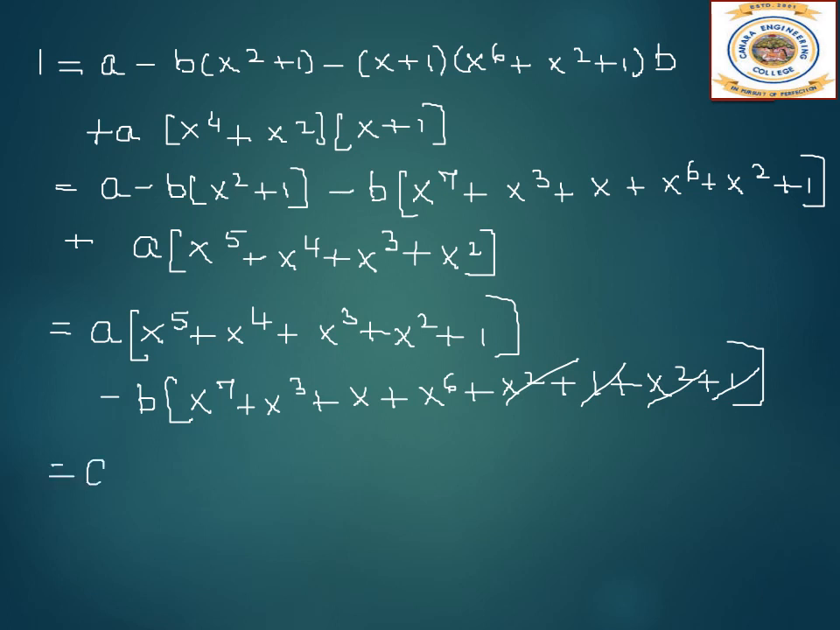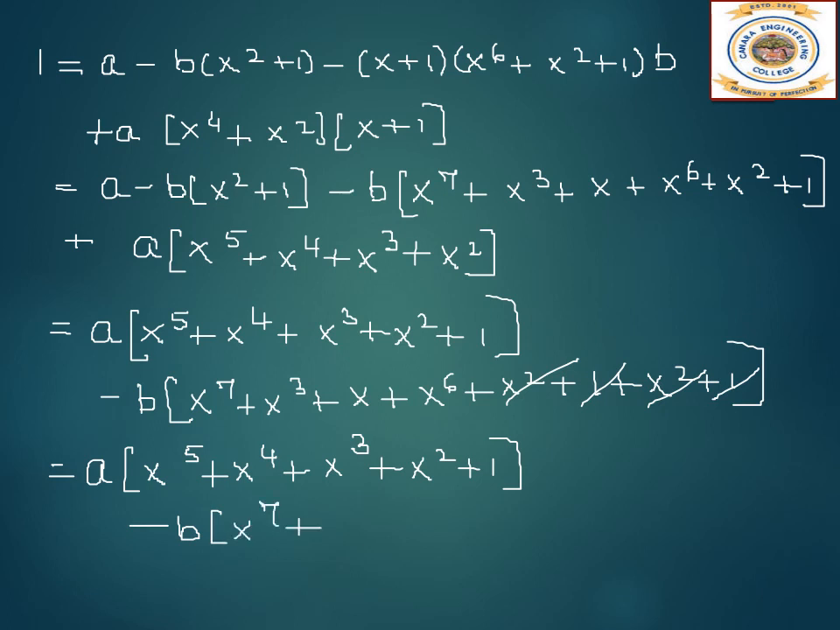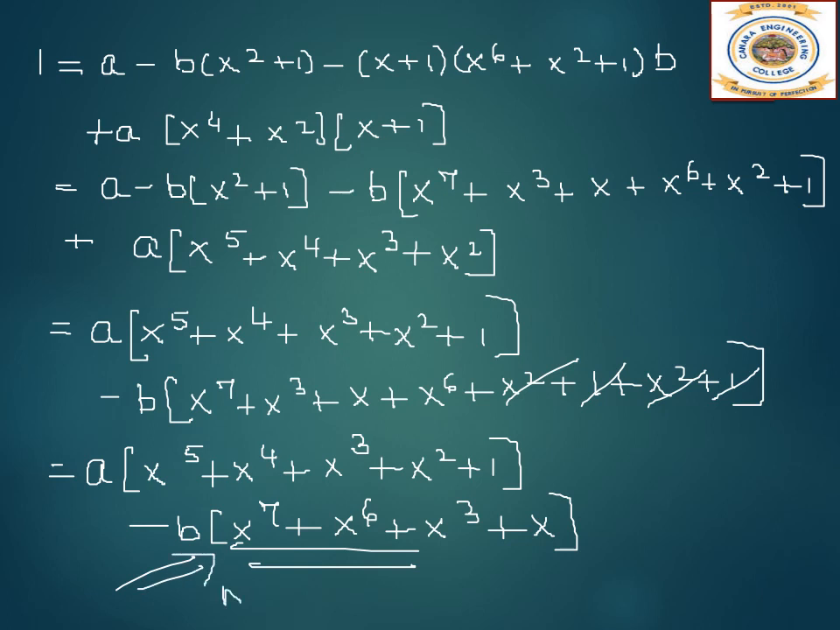So finally we get this as a into x to the power 5 plus x to the power 4 plus x cube plus x square plus 1, and minus b into x to the power 7 plus x to the power 6 plus x cube plus x. So what is the multiplicative inverse? This is the multiplicative inverse: x to the power 7 plus x to the power 6 plus x cube plus x.